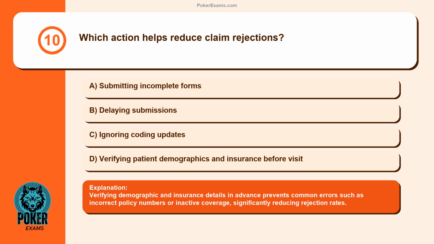Verifying demographic and insurance details in advance prevents common errors such as incorrect policy numbers or inactive coverage, significantly reducing rejection rates.